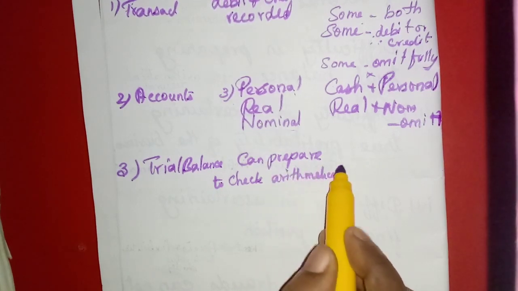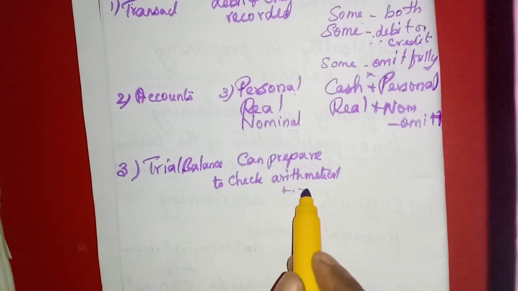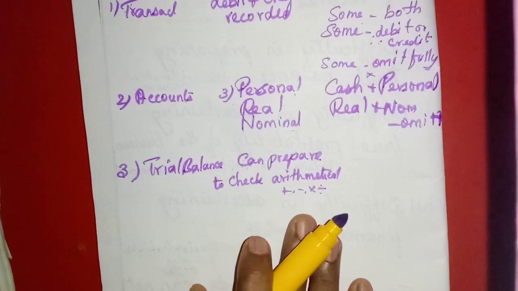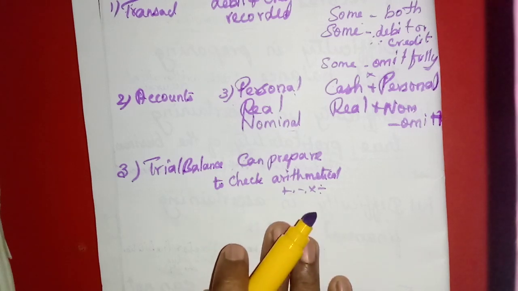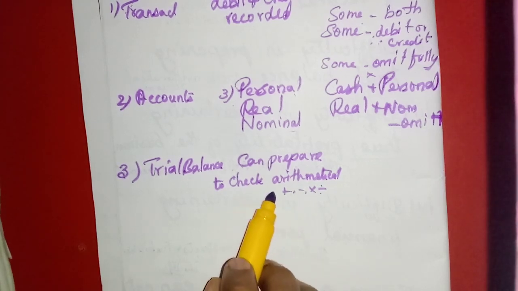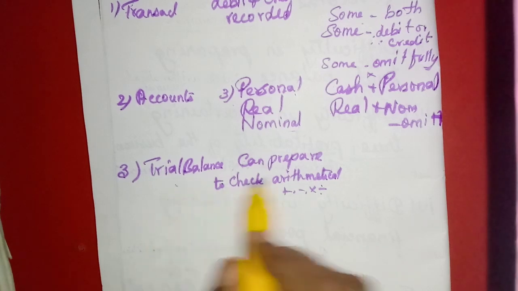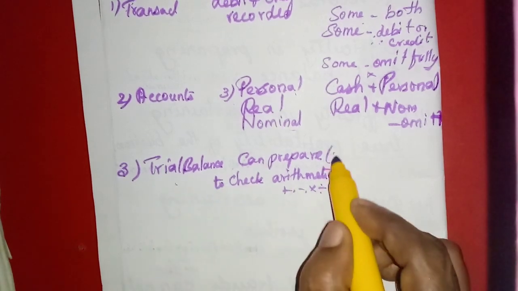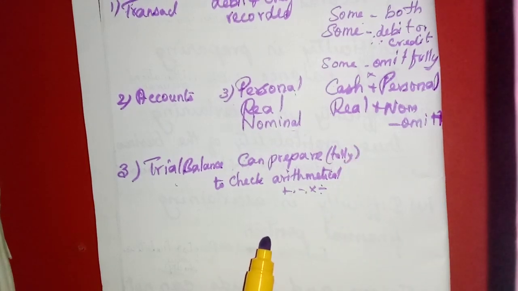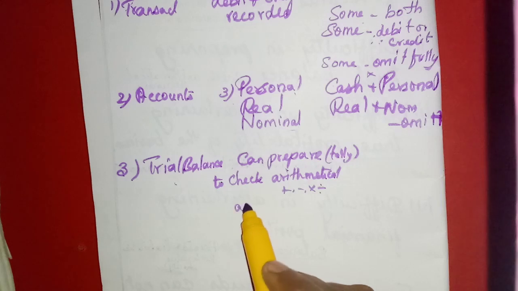I told you what arithmetical accuracy is: the addition, subtraction, multiplication, division. That means our mathematical calculations are correct. That means for 5,000, we have written 5,000. We cannot say completely that there is no mistake or error, but we can assume there is no error if the trial balance tallies. If it tallies, we can assume that it is correct. The arithmetical accuracy we can check.